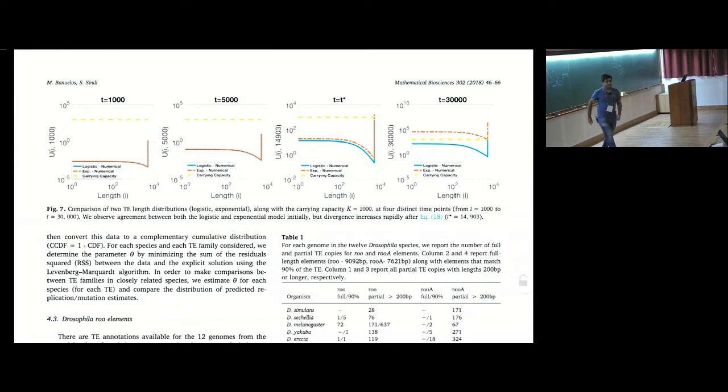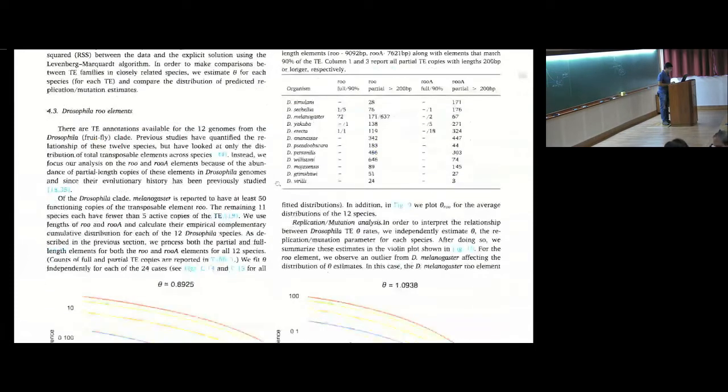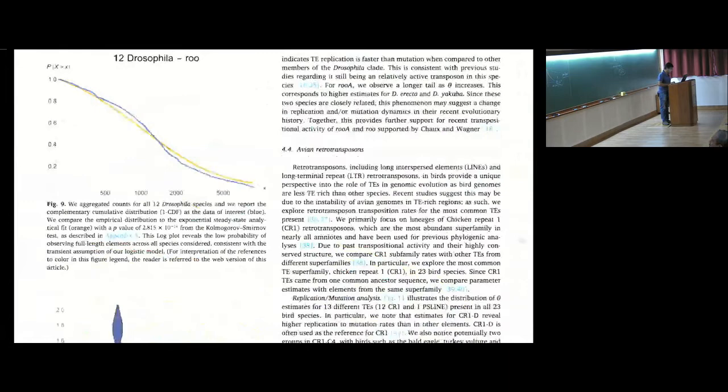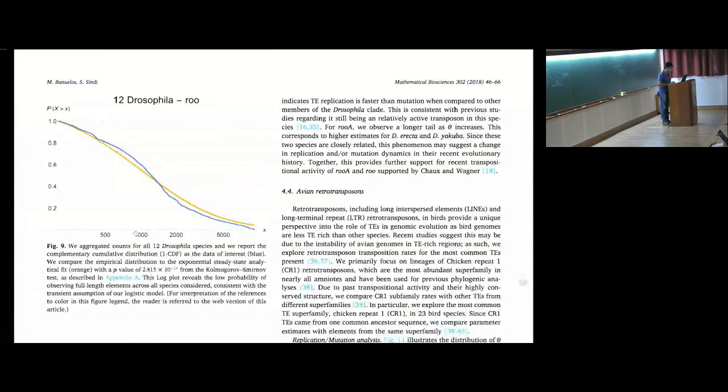Is there a slide which talks about the comparison between the model results and the data? Yeah, I'll get to that. This is the slide. This is the data where they aggregate the counts for all 12 Drosophila species, and then compare the distribution obtained from the data, which is this empirical distribution, to the exponential steady state analysis fit that they had found.